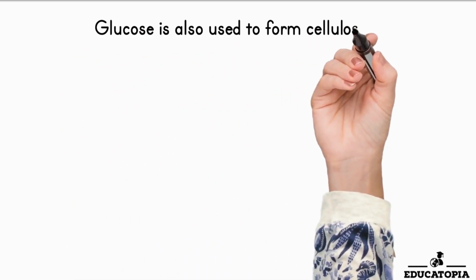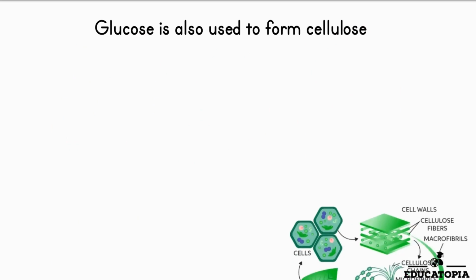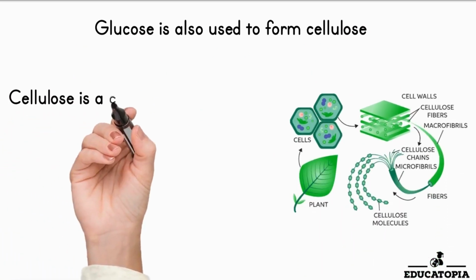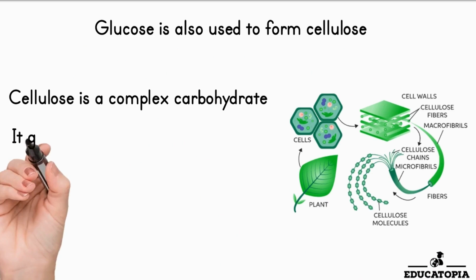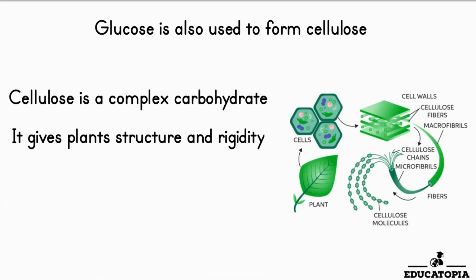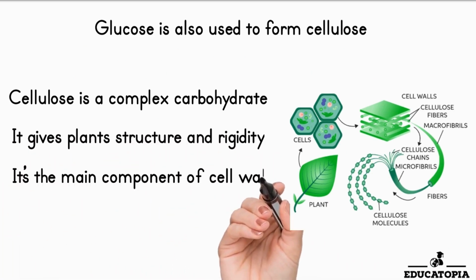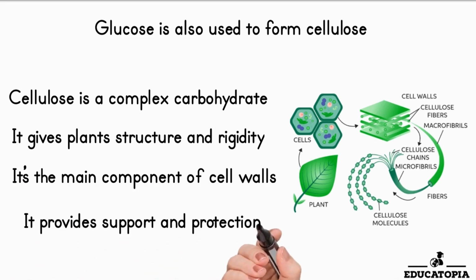Another critical use of glucose is the formation of cellulose. Cellulose is a complex carbohydrate that gives plants their structure and rigidity. It's the main component of plant cell walls, providing support and protection.